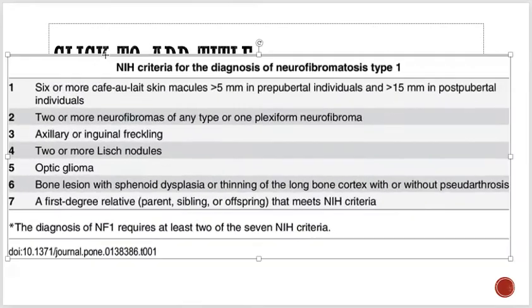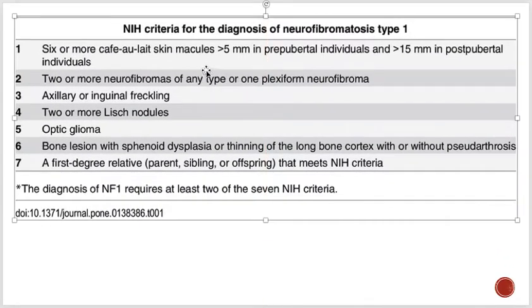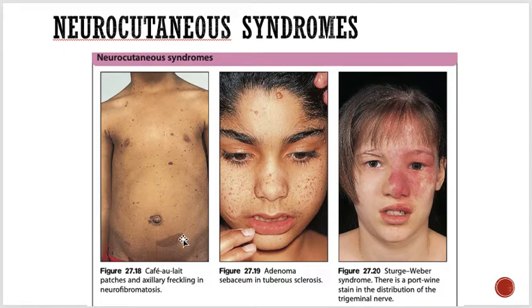Okay, see, this is the criteria. Six or more cafe au lait spots, greater than 5 millimeter in prepubertal individuals, greater than 1.5 centimeter or 15 millimeter in postpubertal individuals. What are these cafe au lait spots? You can see over here, on the back there will be. You can say they are coffee colored.